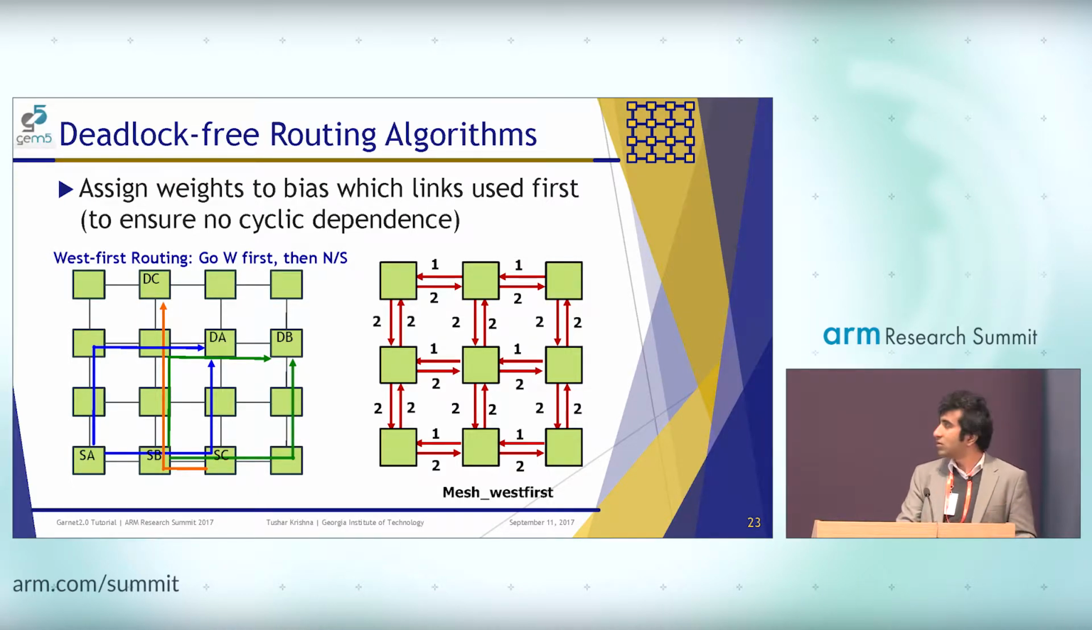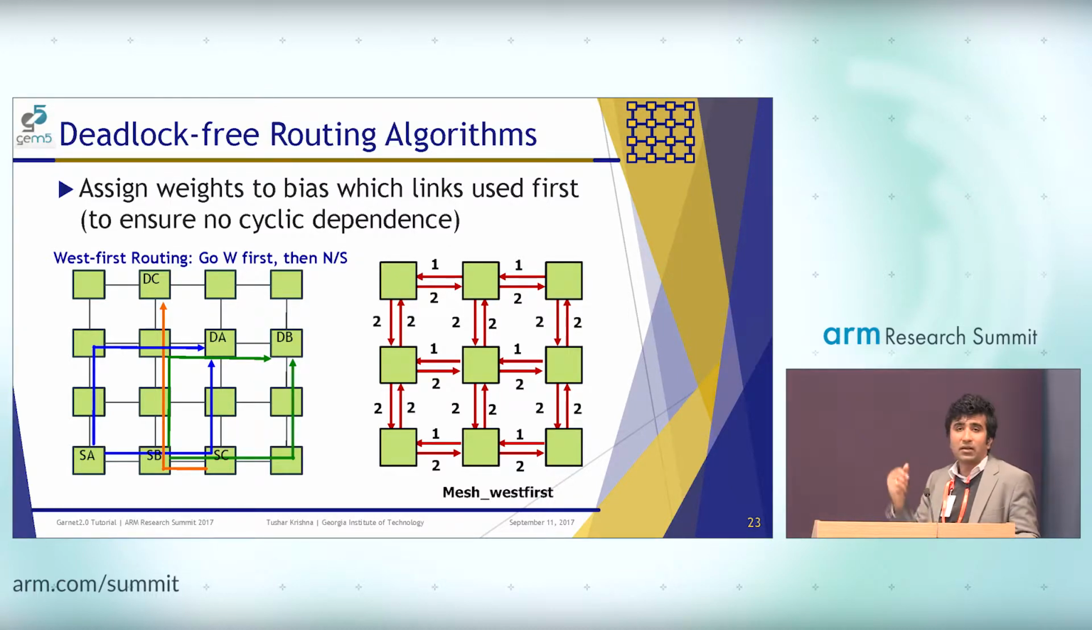This is west first. So west first is slightly more, it gives you more path diversity because it says that, for these blue and green flows, I can actually use either of those paths. But for the orange one, I can only use this one because the destination is on the west side. So I always have to go west first and then make turns. So it gives more path diversity.